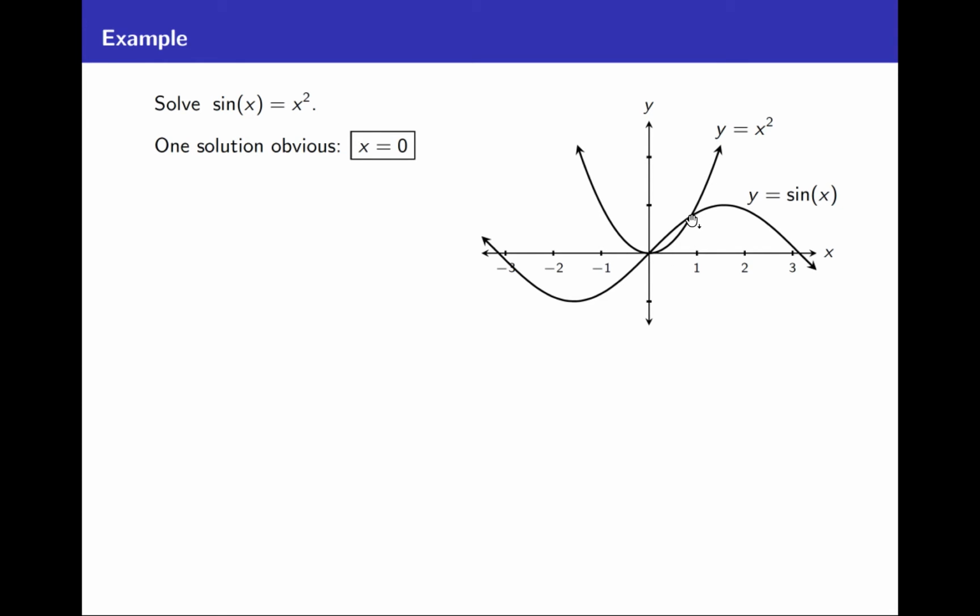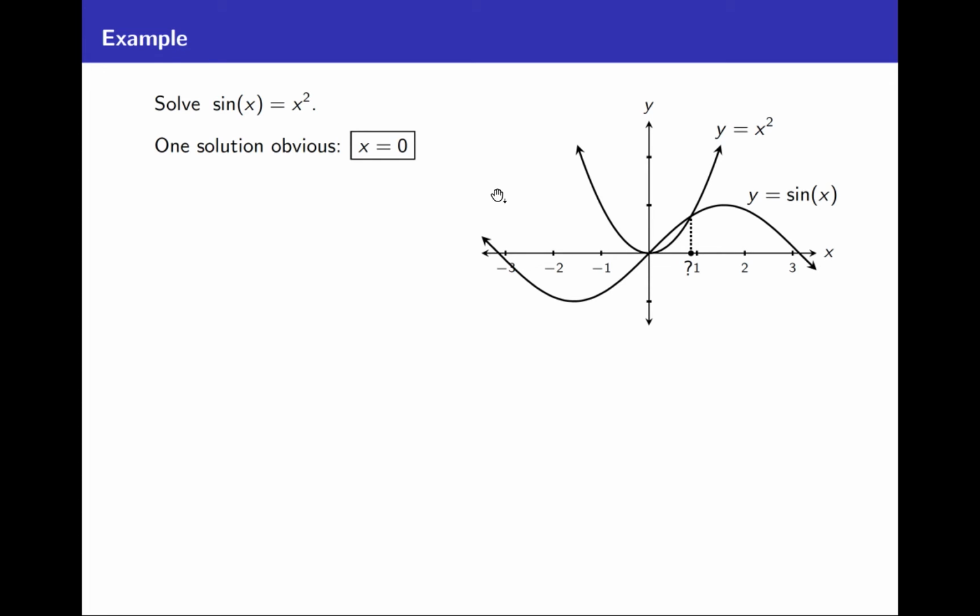What about this other solution that's right there? At some number, it looks like it's slightly less than 1, you get sine of x equals x squared. Let's see if we can find that solution. We can use Newton's method to find it.